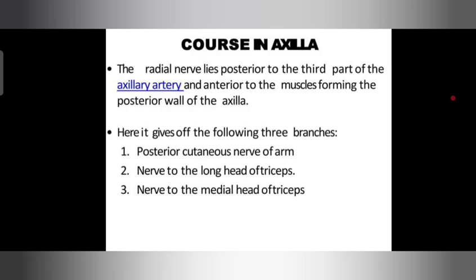So next is the radial nerve course in the axilla. The radial nerve lies posterior to the 2/3 of the axillary artery and anterior to the muscles forming the posterior wall of the axilla. And here it gives 3 branches, that is posterior cutaneous nerve of arm, nerve to the long head of triceps, and nerve to the medial head of triceps.